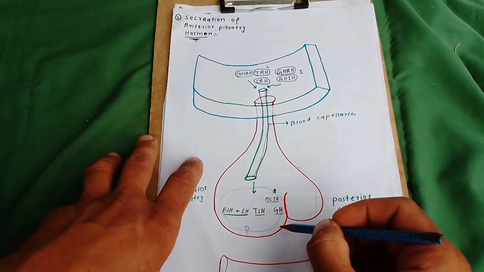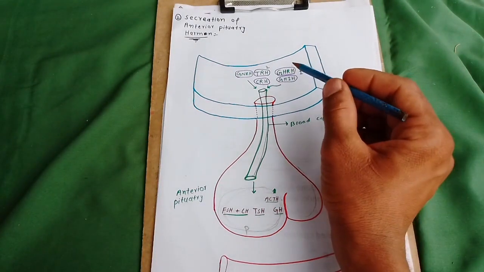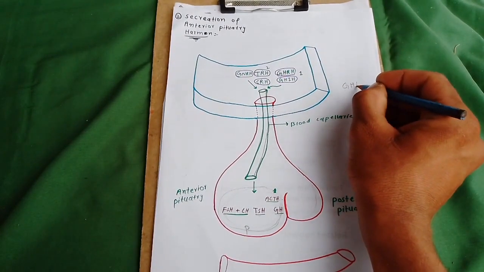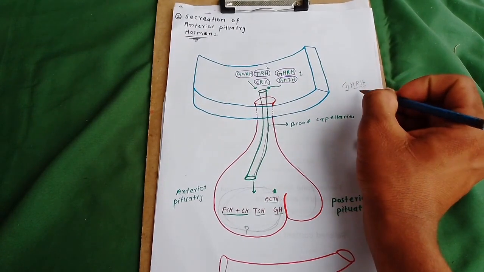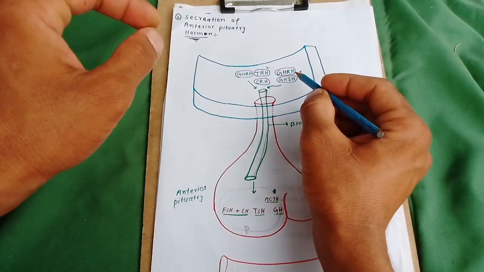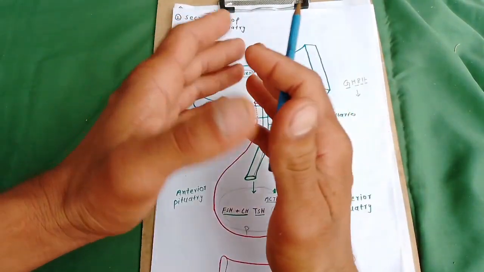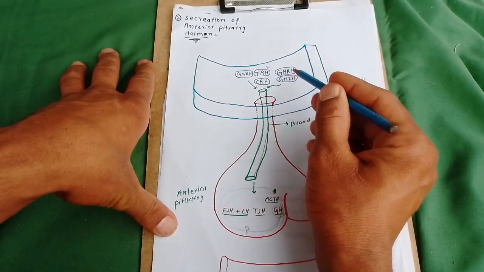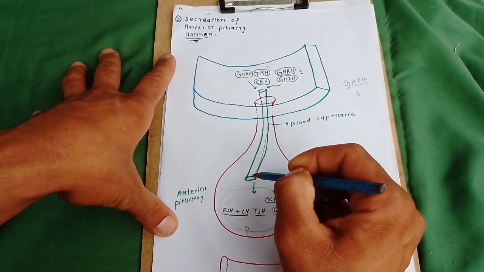Suppose when growth hormone needs to be released, the hypothalamus produces GHRH, growth hormone releasing hormone. This is the factor. When the body needs to release growth hormone, the hypothalamus detects this change in the blood vessel, so the hypothalamus releases this growth hormone releasing hormone, and this GHRH is thrown into the blood vessel, and the blood vessel carries this.